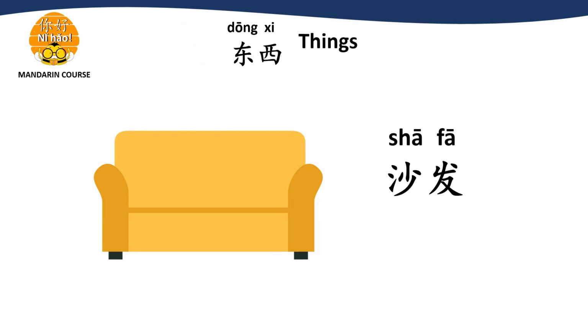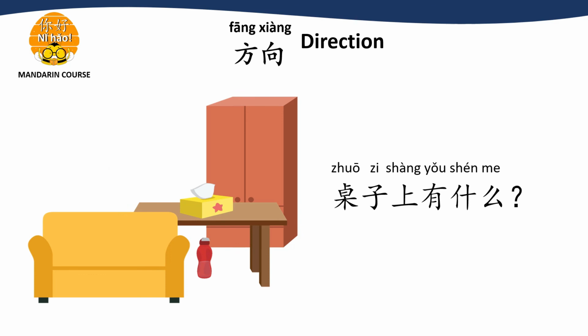The last thing we are going to learn in this lesson is 沙发, sofa. The quantifier is 张. 方向, direction.